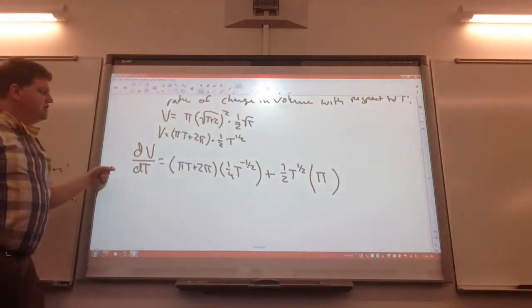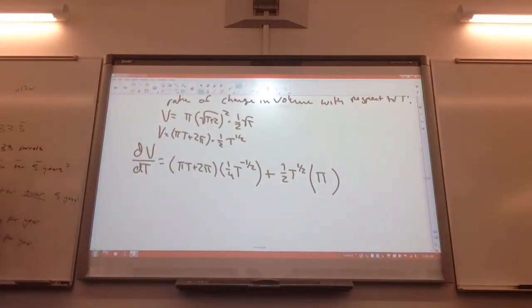And so this equation here tells me the rate of change of the volume with respect to time, so how quickly the volume is changing. If I were actually given a time, I could plug that in and find the actual change in volume at specific times.